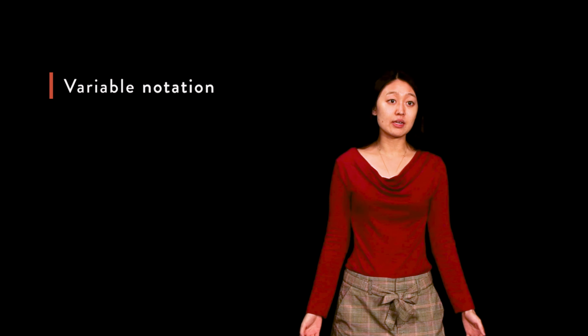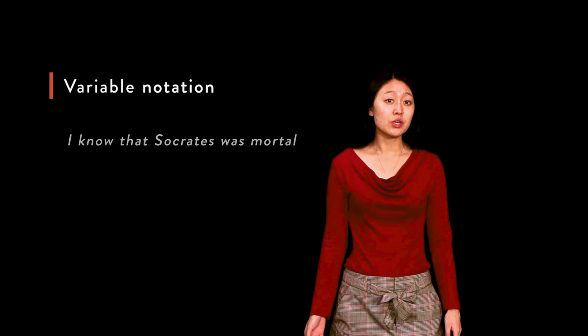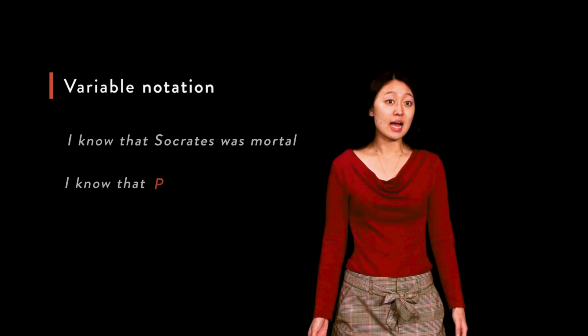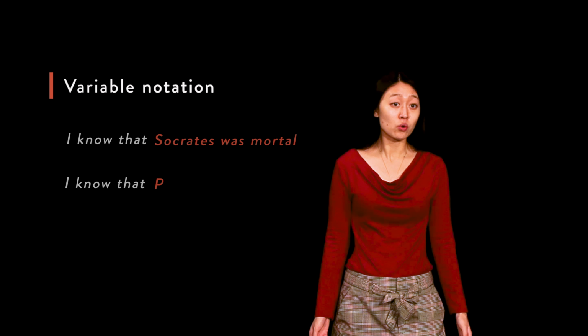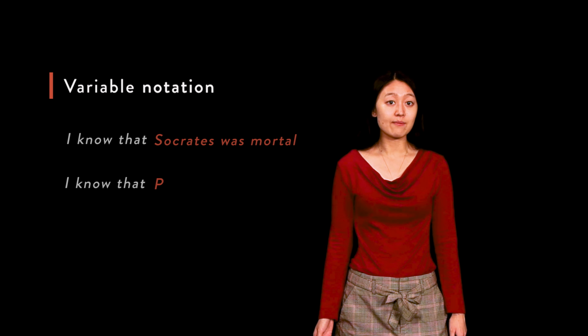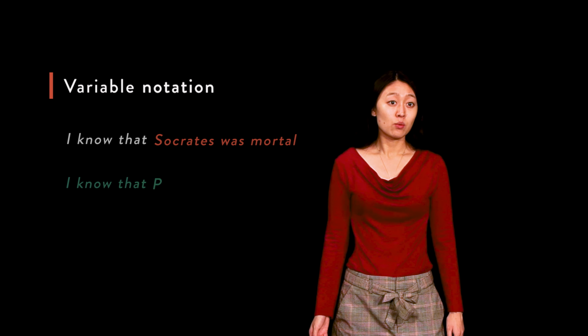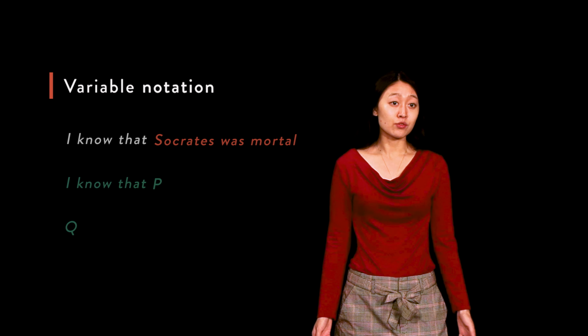Take, for example, the statement, "I know that Socrates was mortal." We could use variable notation to reform this as, "I know that P," by identifying the proposition "Socrates was mortal" with P. Taking this a step further, we simply identify the whole proposition, "I know that P," with a variable Q, if this is useful for us.